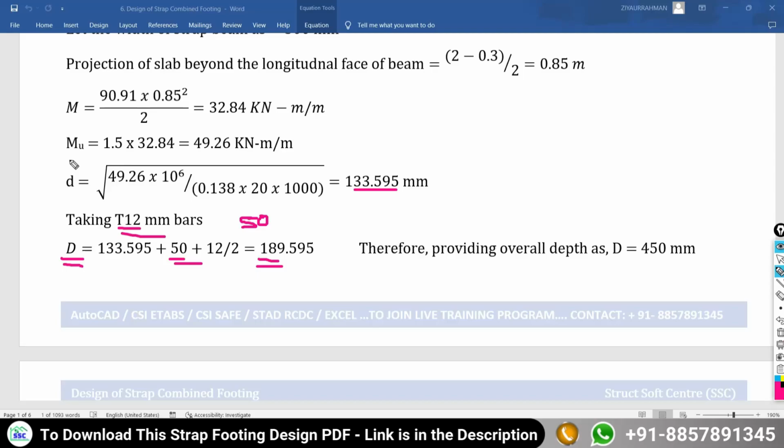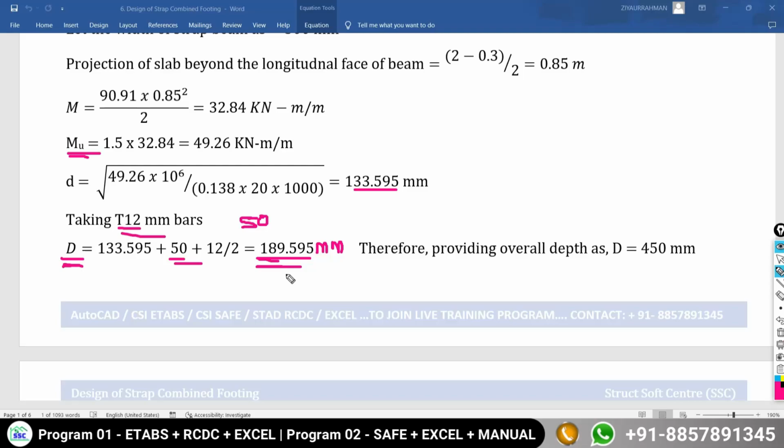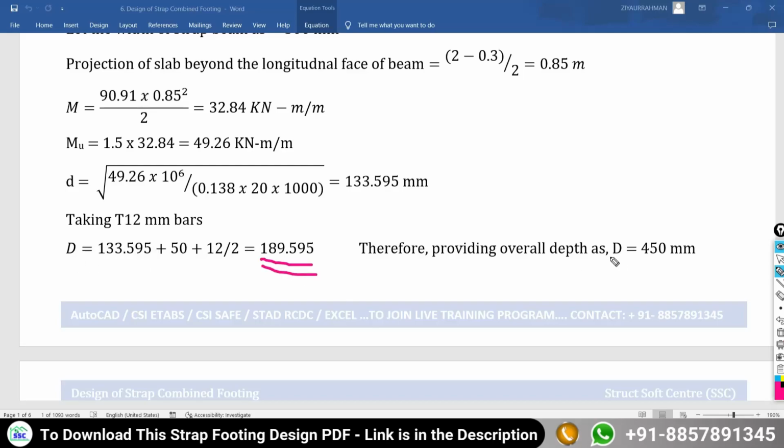Whatever the moment is coming, to resist that moment, how much depth of the foundation is required? It is actually 189.595 mm. Now, if I take this depth, there is a possibility that at a later stage this depth may fail under the one-way shear or punching shear check. That's why we are going to provide the overall depth of the foundation slab slightly more than the requirement. So I am going to take overall depth as 450 mm. Overall depth of both of the foundations I am going to consider as 450 mm.